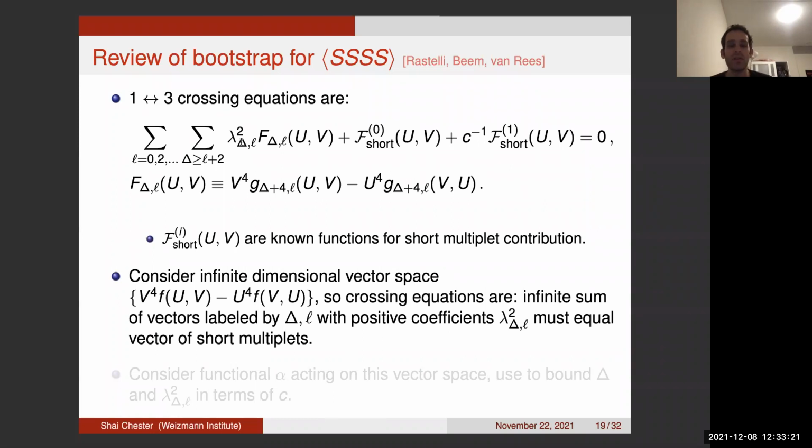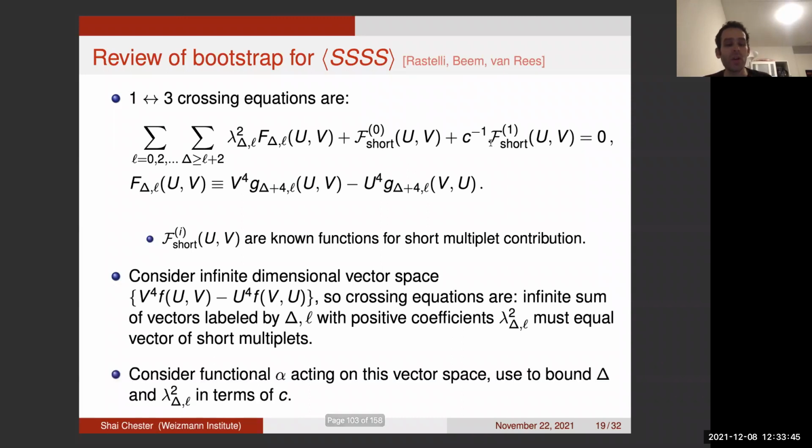Then you consider the infinite dimensional vector space, which is given by crossed functions. And then in terms of this vector space, you could think of the crossing equations as an infinite sum of vectors labeled by scaling dimension and spin with positive coefficients given by the OP coefficient squared. And the crossing equations are telling you that this infinite sum must equal a vector of short multiplets, which is what this F0 and F1 are.